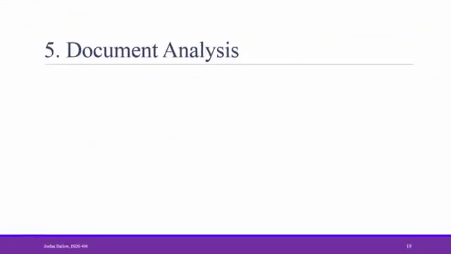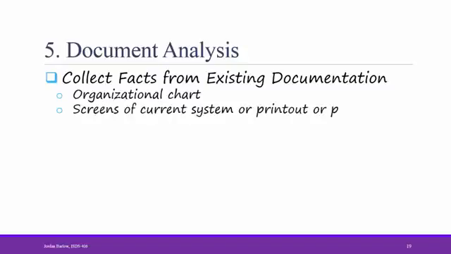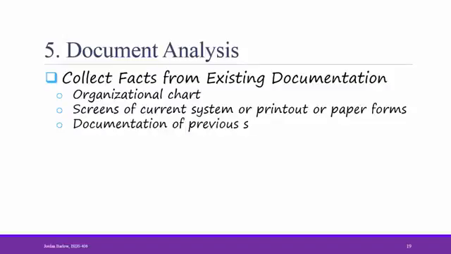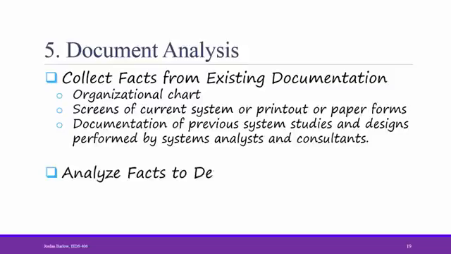The last common technique for gathering requirements is document analysis. This means that you take a document that the organization is currently using, whether that's paper or digital, and you collect facts from that existing documentation. For example, you could look at an organizational chart, screens of the current system, or print out paper forms like invoices or sales receipts, or documentation of previous system studies and designs performed by systems analysts and consultants in the past. It's important that you determine how current the documents are.